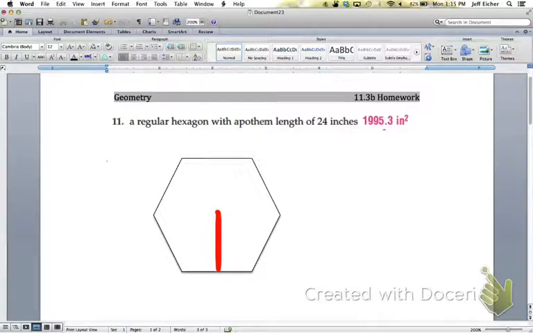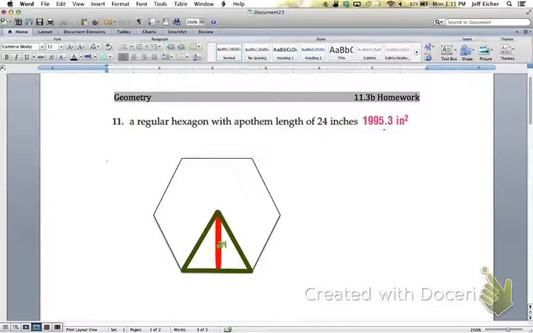Now with a hexagon, we actually are going to have to use trigonometry here. So if we have this triangle, that green triangle, once we know the area of that green triangle, then we can just multiply by 6 triangles. We know that the apothem is 24. So this length right here is 24.